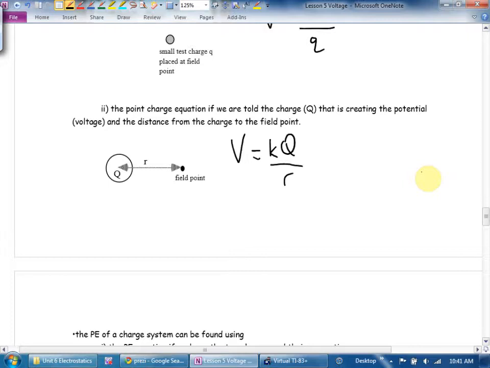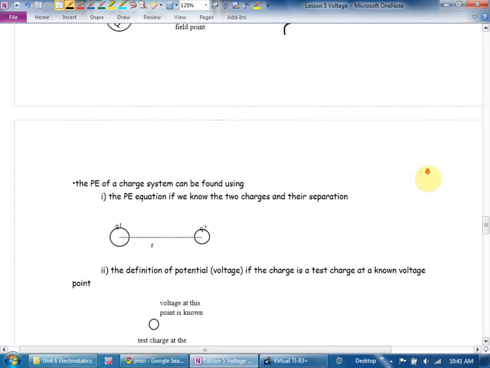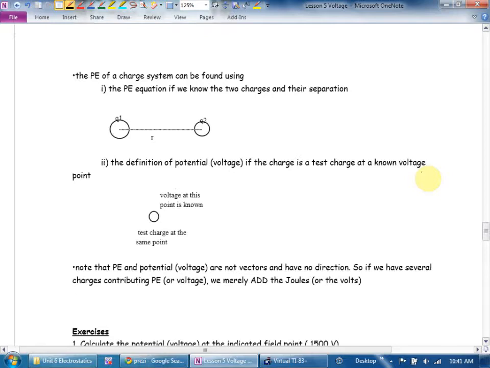We can get the potential energy of a charge system using the potential energy equation if we know the two charges and their separation. Potential energy equals K Q1 Q2 over R. That was last day. Or the definition of potential, not energy, potential, voltage, if the charge is a test charge at a known voltage point.